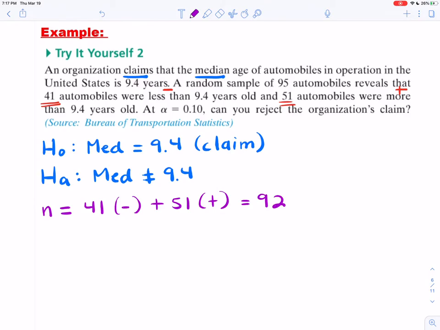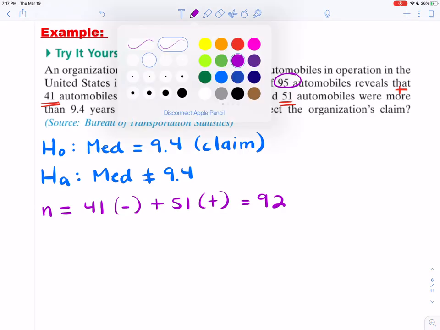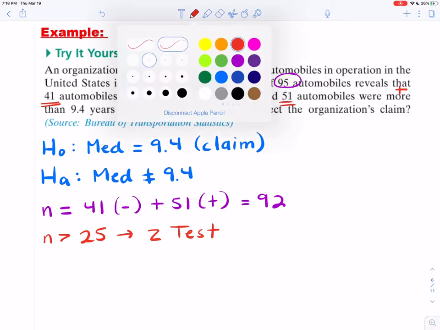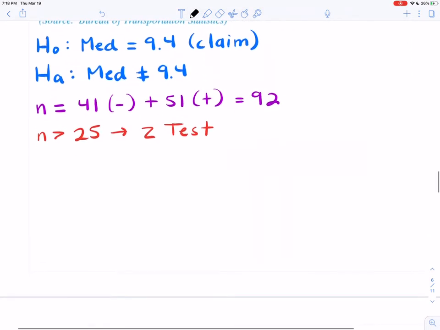So even though we took a sample of 95 automobiles up here, this means that 3 of them had a median that was equal to 9.4 years, and that's why those values are being disregarded. Now, what's important for me to note here is that this is a case where n is greater than 25, and that means this is going to be done as a z-test. So what I'm going to do first is determine my critical values and my rejection region using the standard normal distribution.